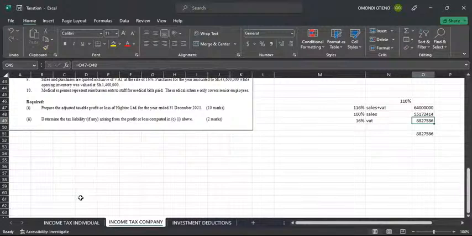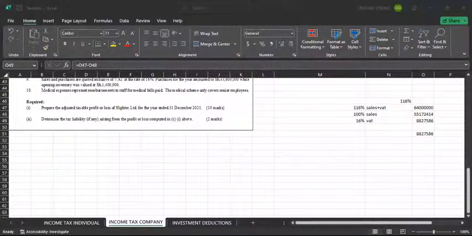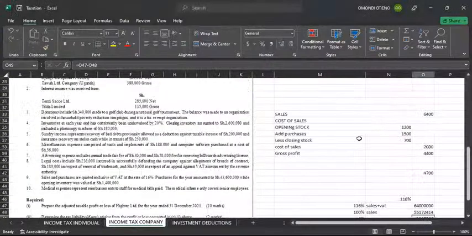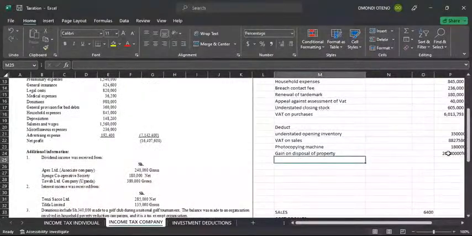Is that clear? Is that clear now? Yes, so that's what we did to get the value of VAT up there. So let's get back to this place.